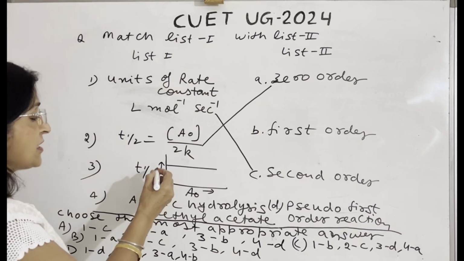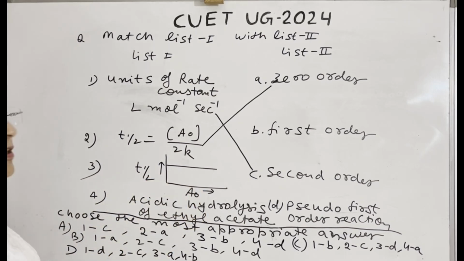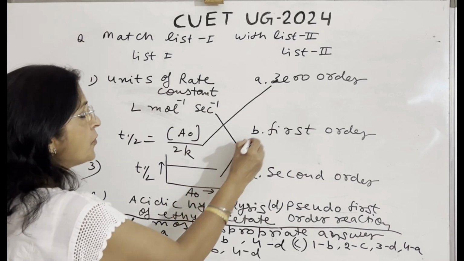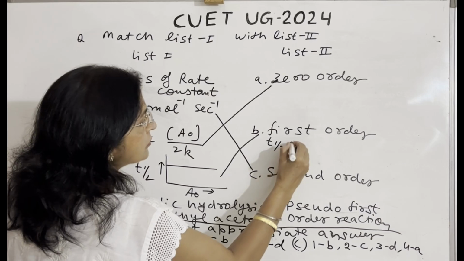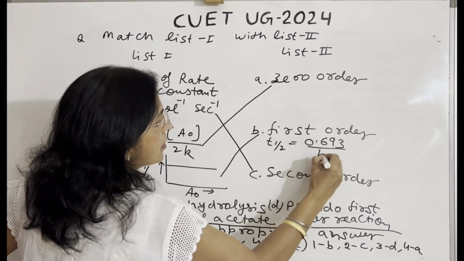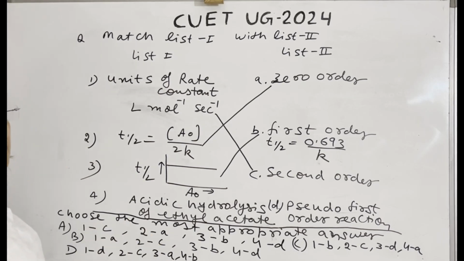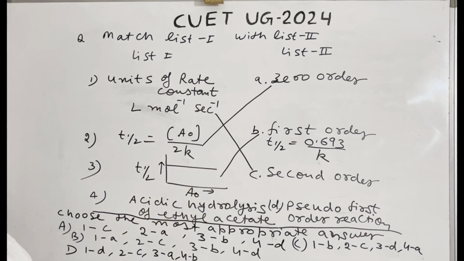In the third case, half-life time is plotted against the initial concentration of reactant. This is for first order. For the first order reaction, half-life time is equal to 0.693 over rate constant. Half-life time is independent of the initial concentration. Therefore, we get a straight line parallel to x-axis.